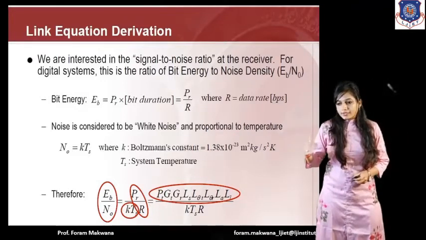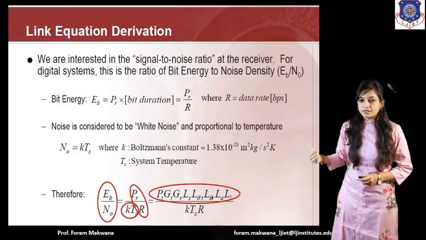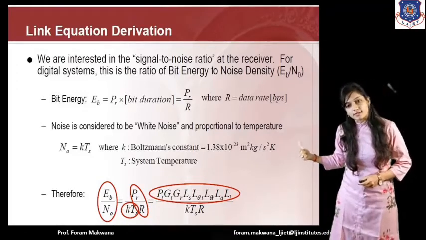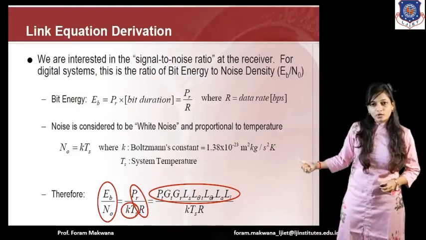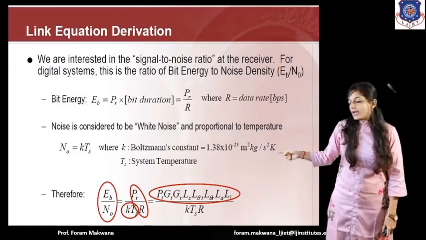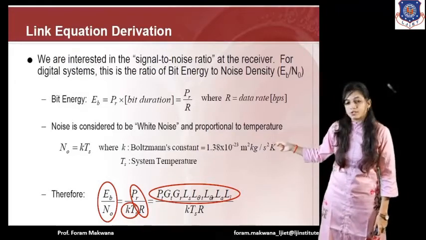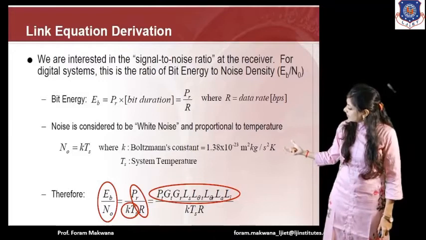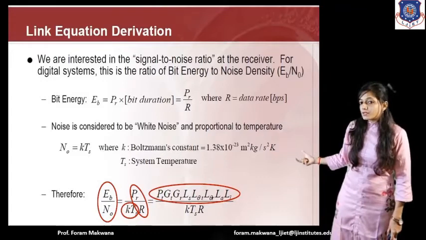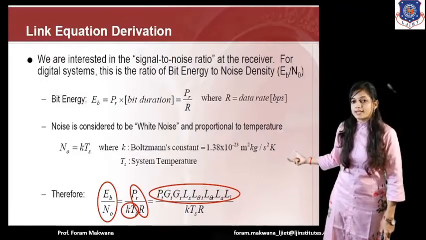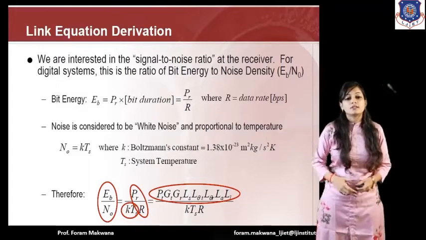Now, there are different types of loss, but over here, which kind of loss are we going to consider? We are going to consider the white noise, which is proportional to the temperature, right? So for calculating white noise, N0 is equal to K into Ts. What is K? K is my Boltzmann constant. That value is 1.38 into 10 raised to minus 23 meter square into kilogram per second square into Kelvin. Right? What is Ts? Ts is my system temperature.